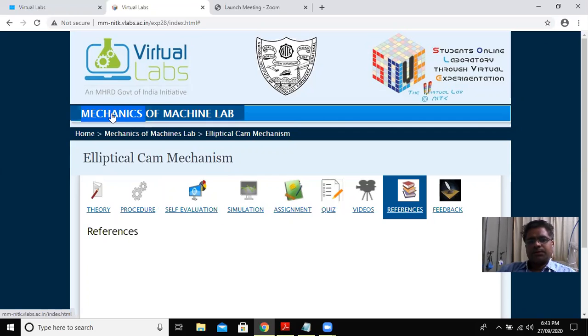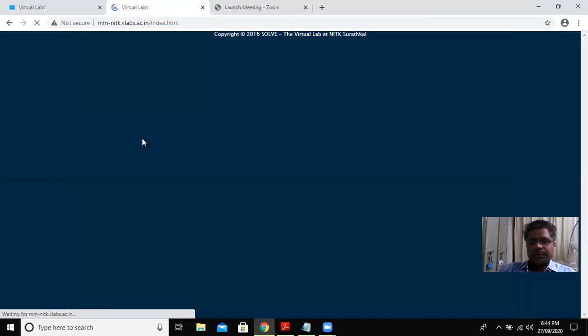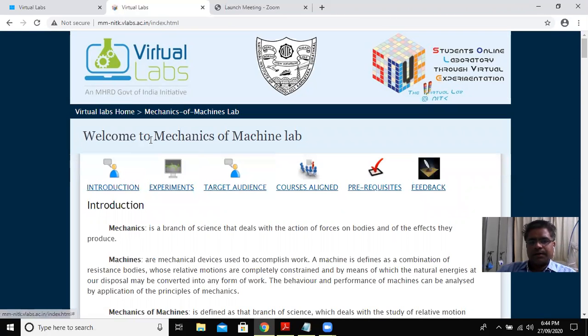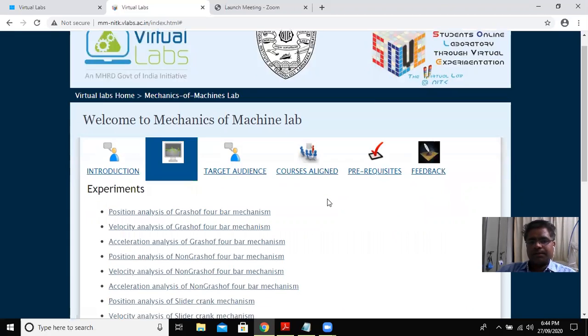So first we'll be starting with mechanics of machine lab. For theory of machines too, few experiments are available in this one. So I started. So when we are coming to this particular lab, you can see that we are having mechanics of machine lab. In this one, we will be having n number of experiments.